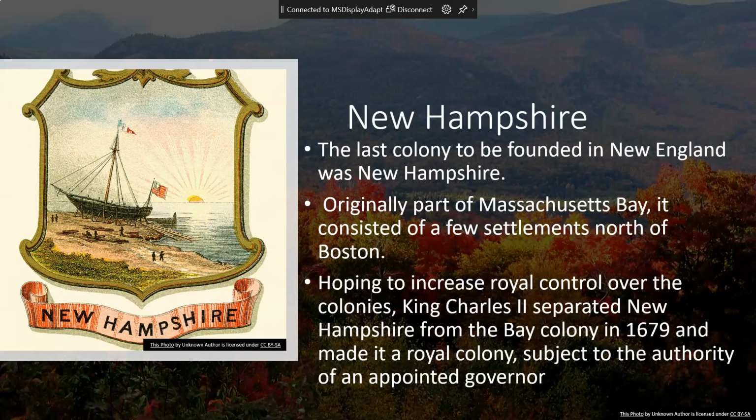The last one of the really New England colonies is New Hampshire. This is a very small-ish colony compared to all the ones we've seen before. This is not too complicated. It's really just that some settlers originally from Massachusetts Bay go to New Hampshire and create their own colony because they want to separate from the religious strictness of the area. And obviously the monarch ends up taking control of it, making it a royal colony, right?